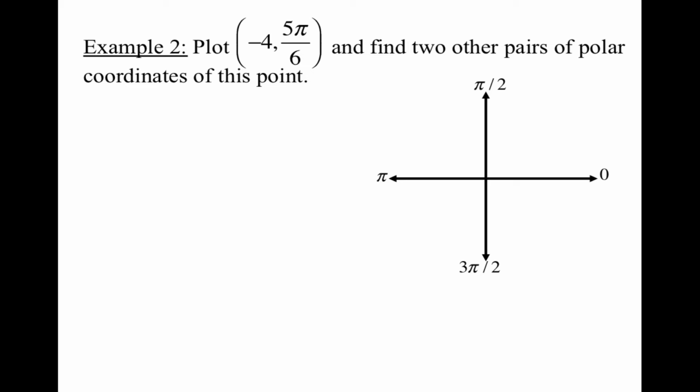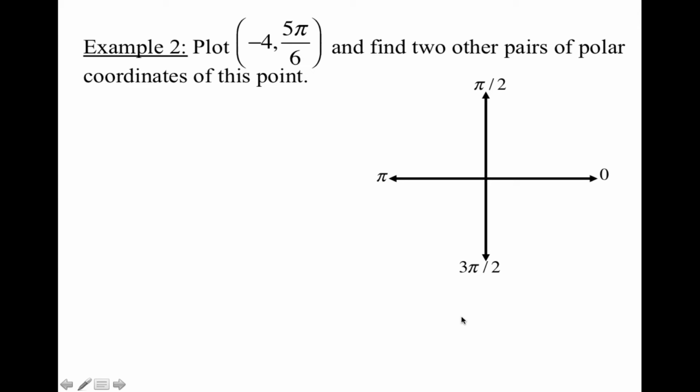All right, so for this example, I want you to try this on your own. Plot the point -4, 5 pi over 6, and then find 2 other pairs of polar coordinates of this point. All right, let's see how we did.